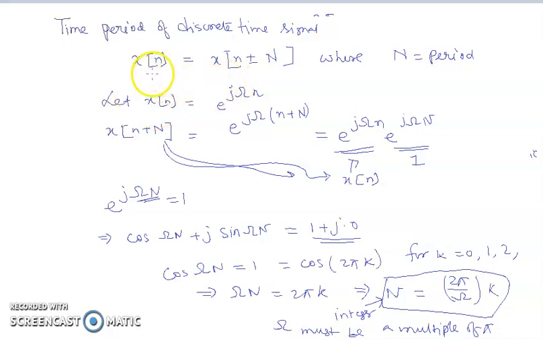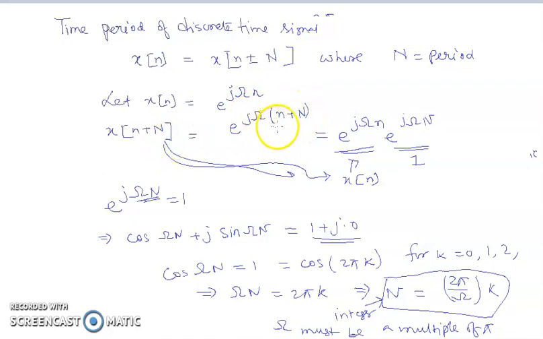Here, if the signal x[n] is periodic with a time period N, then we can write x[n] is equal to x[n plus or minus N]. So if we assume that the signal x[n] is equal to e to the power j omega n, then x[n plus N] can be written as e to the power j omega into, in place of n we have replaced with n plus capital N.